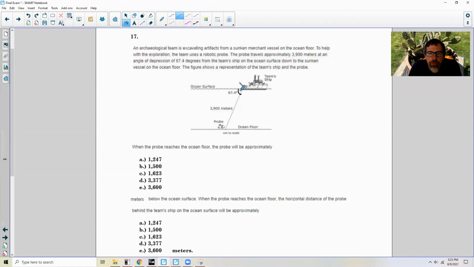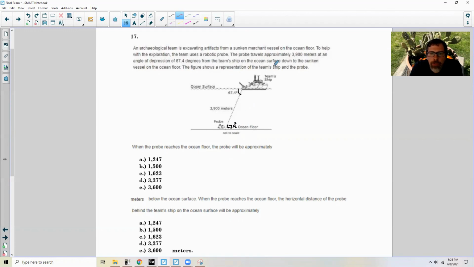Angle of depression means that it's an angle with respect to the horizon. So if you're standing here looking straight across and then looking down, depression down, this is the angle of depression. An angle of elevation would be sitting here looking up from the horizontal ocean floor. And depressions and elevations are congruent. So this is going to be 67.4 degrees as well, right down here. 67.4 degrees. Okay, so this angle here as well.